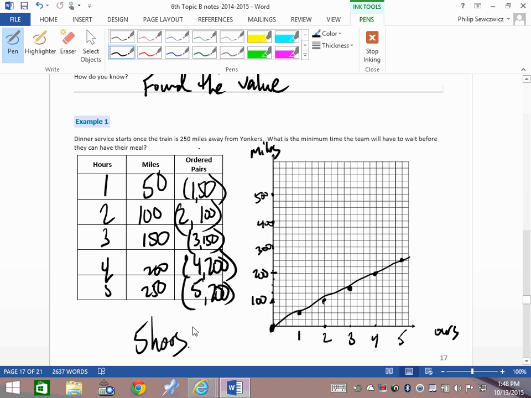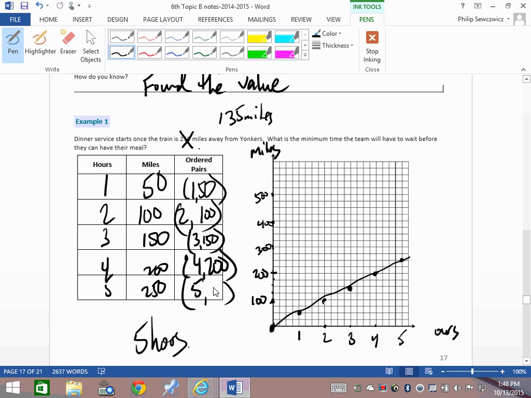Where this gets interesting is let's say it wasn't 250 miles. Let's say it was 135 miles. Well, then we could get an idea of where 135 is, and we go, okay, that's between 100 and 150, so it would be less than 3 hours. That's where we start using this, when stuff's going on in between. The table's nice when it lands right on the answer. Okay, that's a 250 that we've got there.